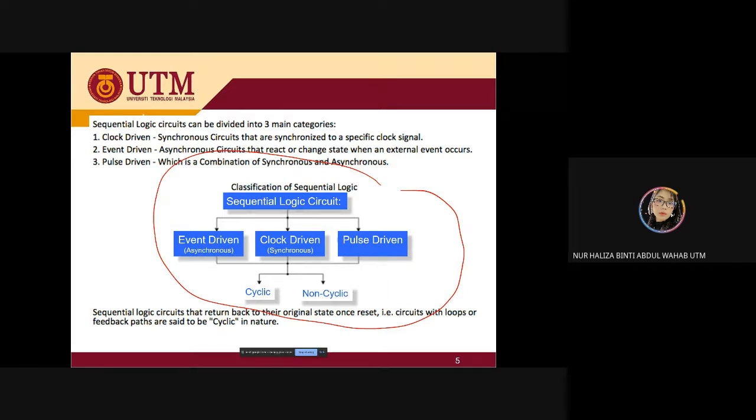Okay, here. You need to know each of these about the statement because the theory is also will be asked in your final exam for part A.